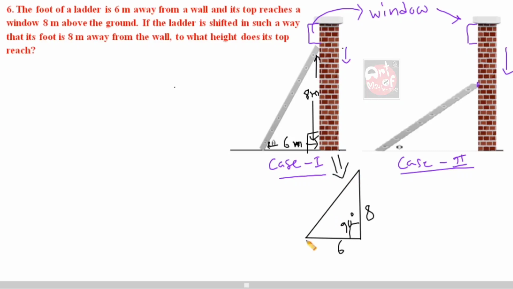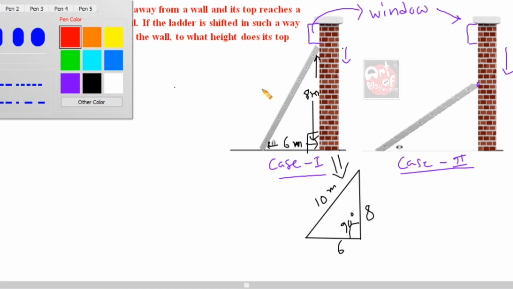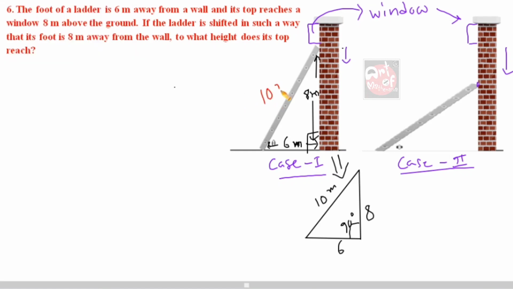So what is the value of this one? By Pythagoras theorem we can find it. You can check it. I'm just explaining the rough work; then I'm going to write the statement and solve the sum. So the length of the ladder is what? 10 meters. By using Pythagoras theorem, we can say the length of the ladder will be 10 meters. That you don't know, but after using Pythagoras theorem you can find it.